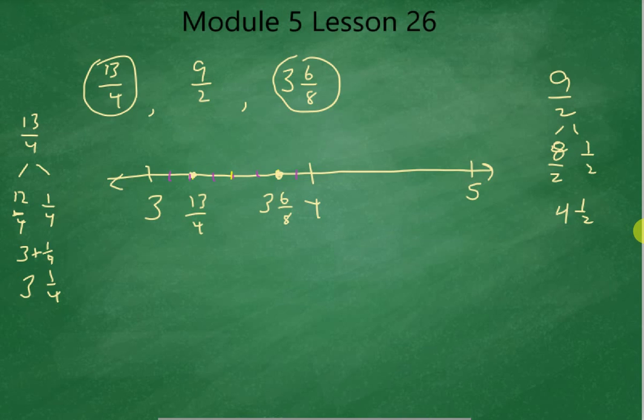And now the last number we're comparing is the 9/2, which we saw was 4 1/2. So once again, we can look at our number line, and we can go ahead and plot the 4 1/2 right here, which they have as an improper fraction, or a fraction greater than 1, and they have it as 9/2.